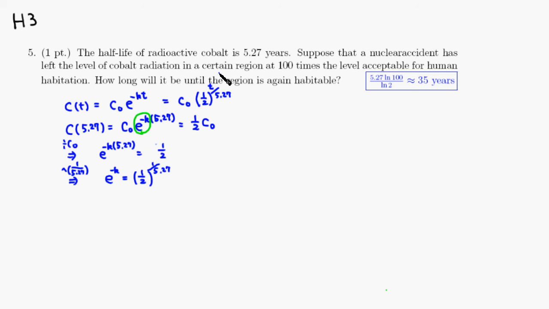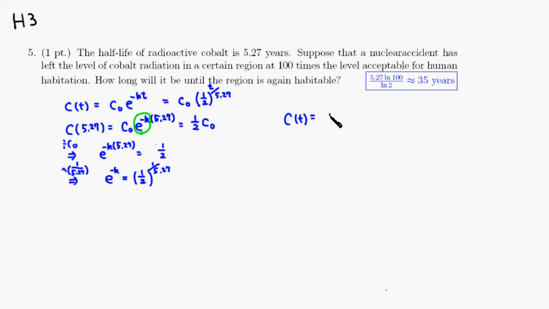Once you got that, it says a nuclear accident has left the level of cobalt radiation in a certain region at 100 times the level acceptable for human habitation. So we want to know how long it takes the original amount to become 1/100th of the amount, because initially we have 100 times the acceptable amount. So we need to set up the equation. We want to find t.